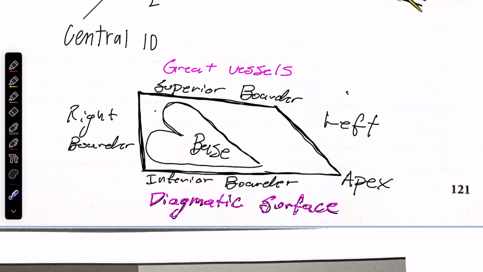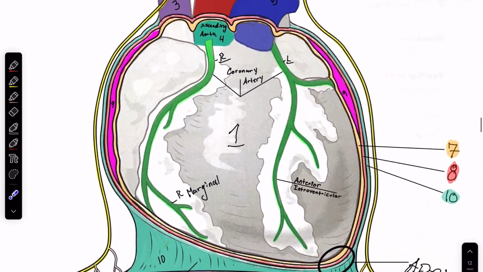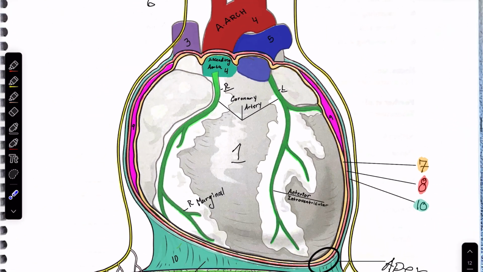In that inferior border, we have that diaphragmatic surface. That's where we're going to run into that diaphragm right there. On the right border, there's nothing really. On this left border, if we look down where the inferior and the left border come together, we have what's called the apex. Pretty simple, right? So let's just go through the numbers and make sure that we cover everything.